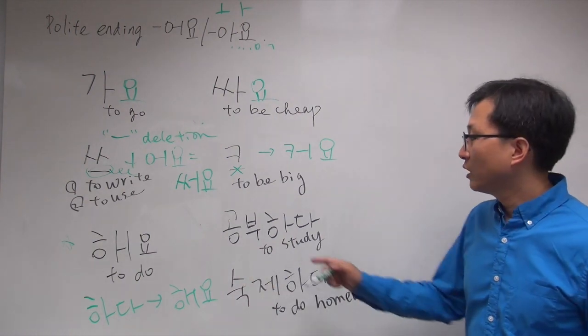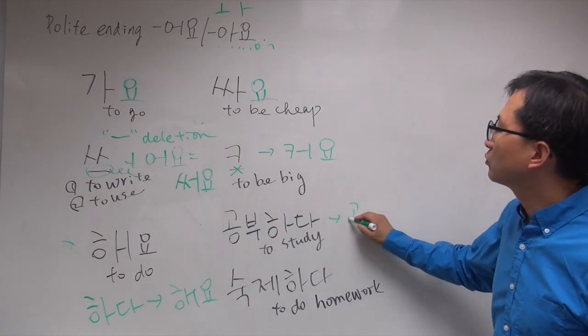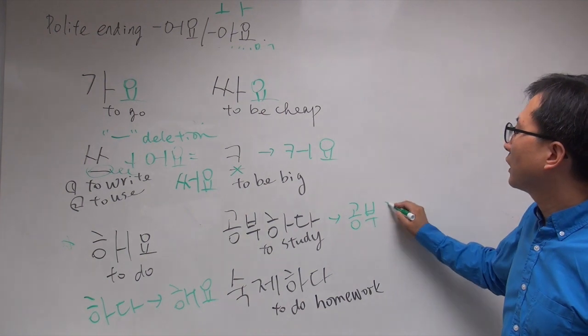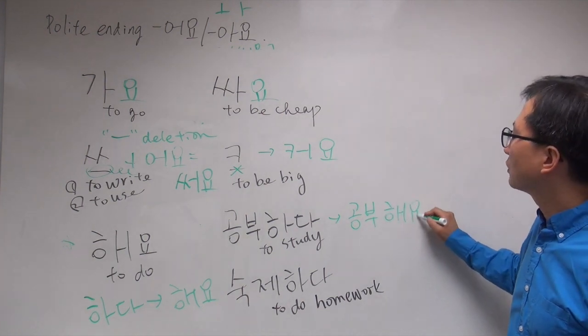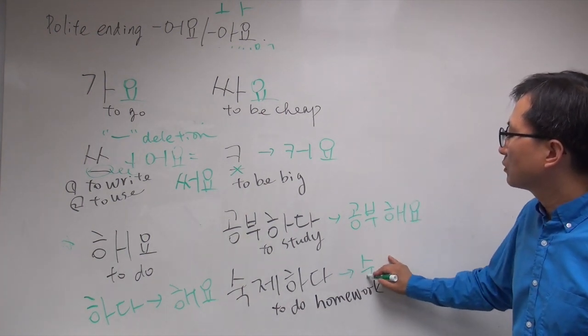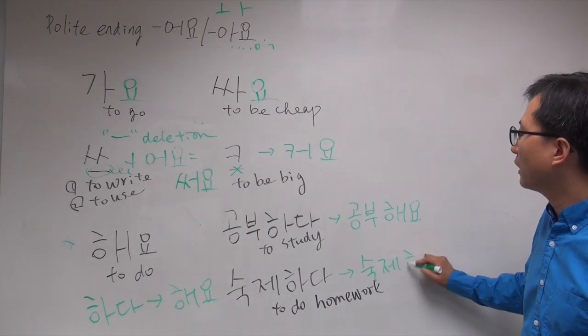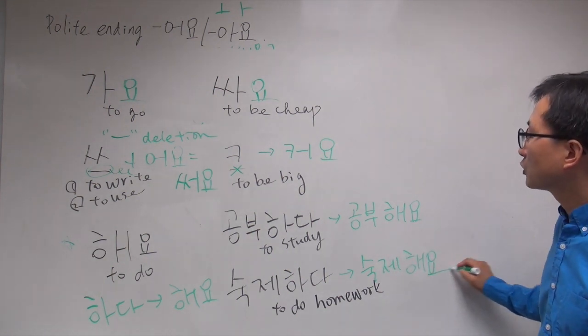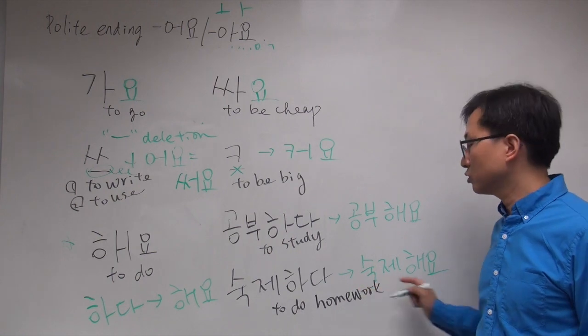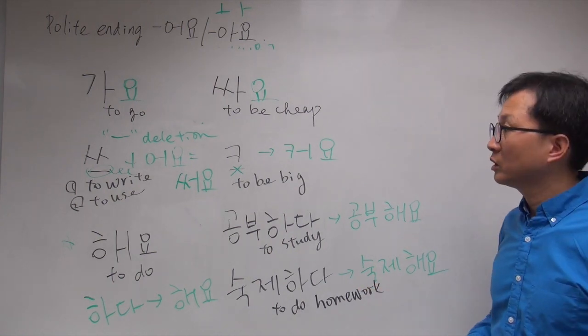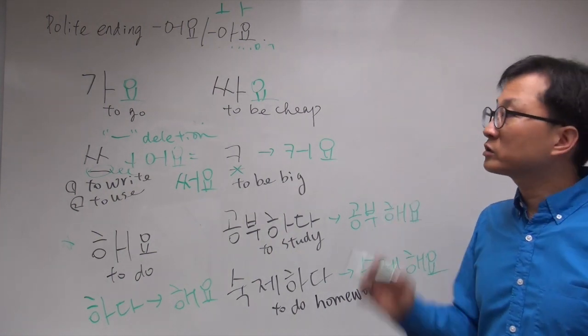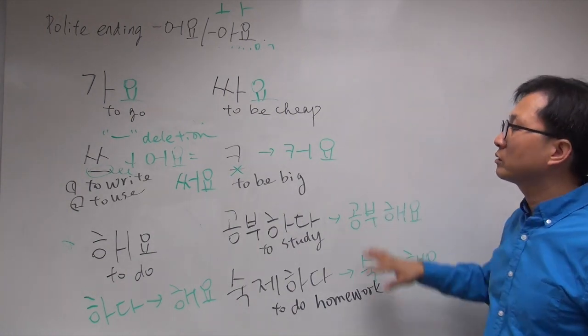Just remember it this way. 공부하다, 공부해요. 숙제하다, 숙제해요. 저는 공부해요. I study. 저는 숙제해요. I do homework. So today, let me just introduce you to three different irregulars.